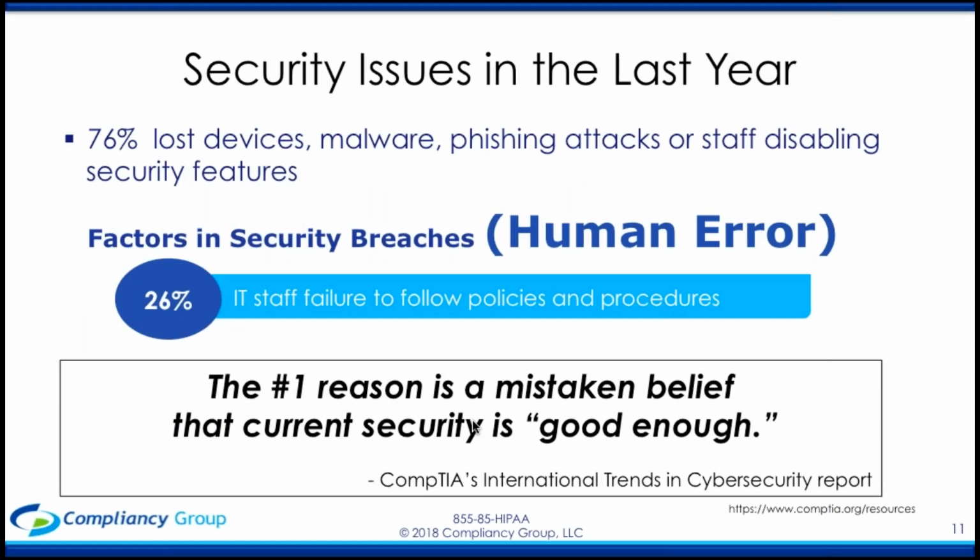So, if you look at the massive security issues last year, this is information from CompTIA, that international certifying body. They're saying that 76% of the meaningful breaches were caused by something that technology would not have protected you against. Lost devices, phishing attacks, and I'll talk about how ransomware gets to you. Unfortunately, if you're counting on your IT department, 26% of the time it was your IT department that failed to follow a policy or procedure to protect you.